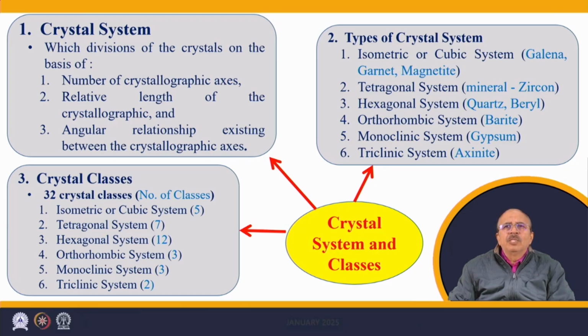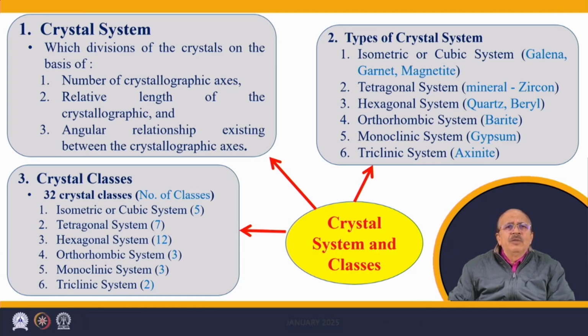In the isometric or cubic system, galena, garnet, magnetite are the minerals in this system. Tetragonal system, mineral zircon is there. Hexagonal system, mineral quartz and beryl are there. Orthorhombic system, mineral barite, and the monoclinic system, mineral gypsum, and triclinic system, axinite is there. So these are the types of crystal system.